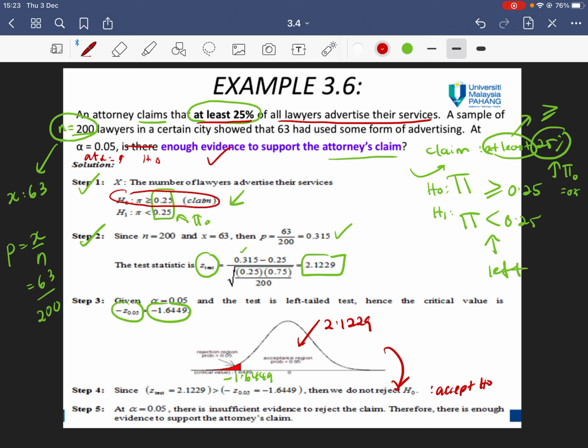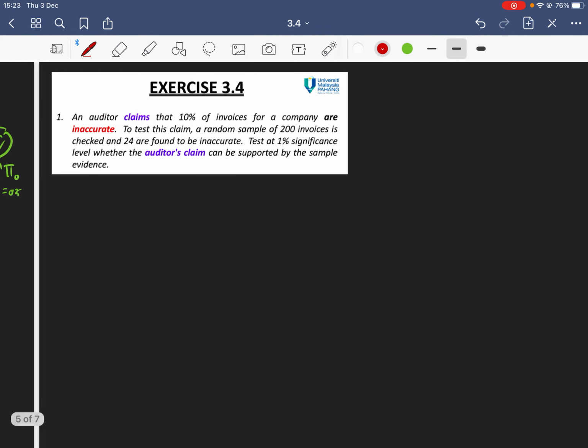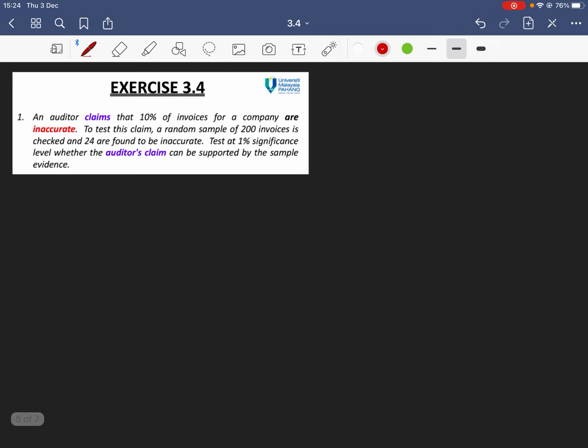So it's simple because the test is only one, the Z test. The difficulty here is you have to find the P. Okay, so let's look at exercise 3.4.